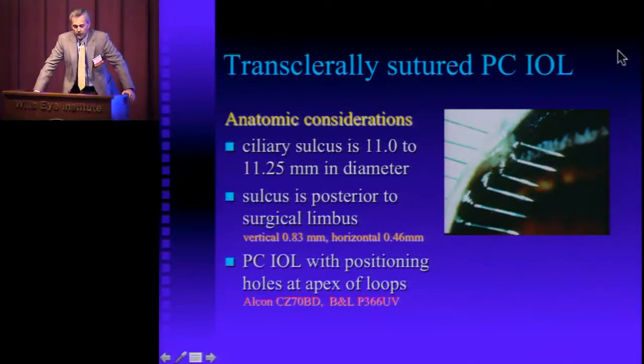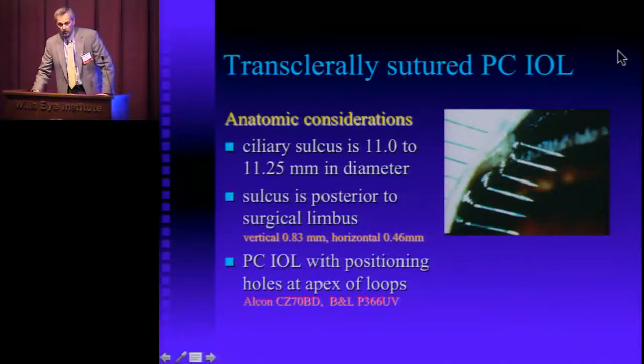We know that the ciliary sulcus is about 11 millimeters in diameter, and it's posterior to the surgical limbus that you see from the outside. And so a posterior chamber lens, if you're passing a needle from the inside of the eye out, it ought to exit not 2 or 3 millimeters posterior to the limbus because that's in the pars plana. Vertically, it ought to be about 0.8 millimeters, and horizontally about 0.5 millimeters posterior to the limbus, because the sulcus is a lot closer to the limbus than you might imagine.